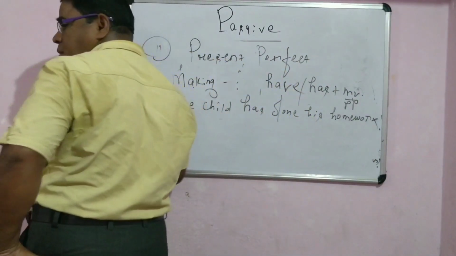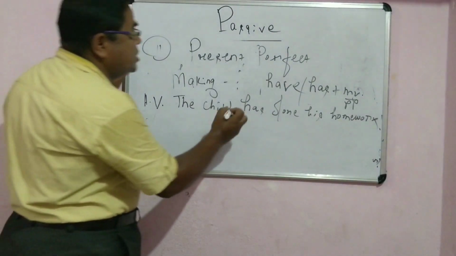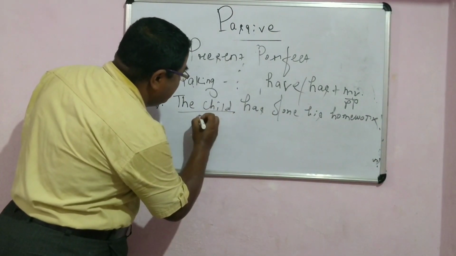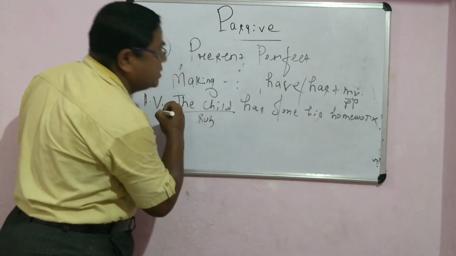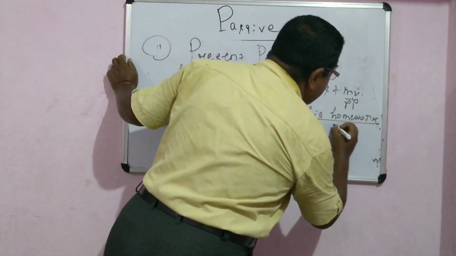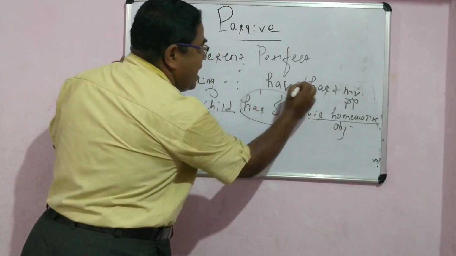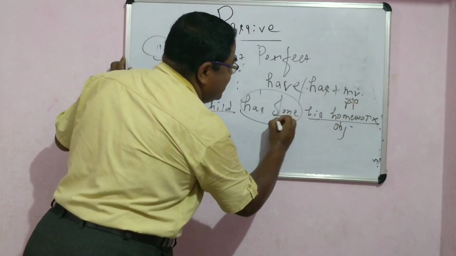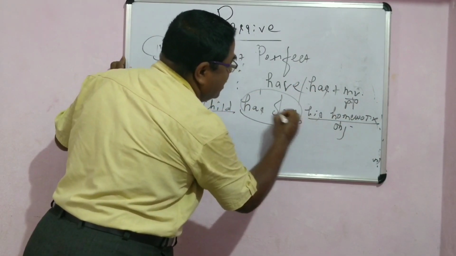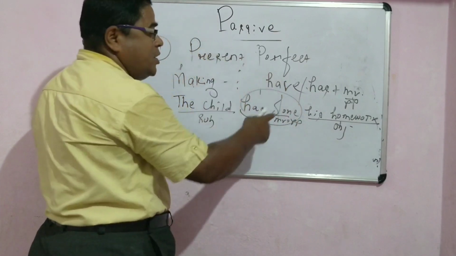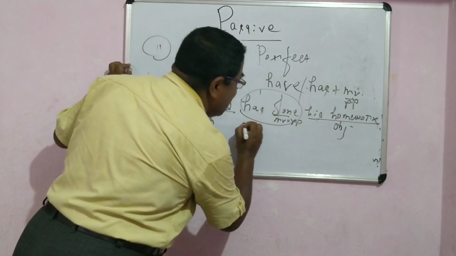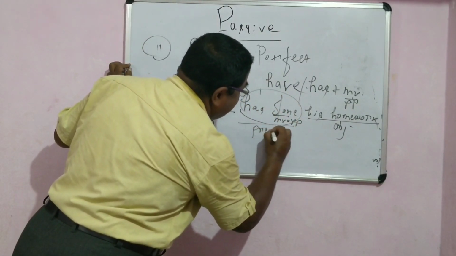The child has done his homework. Who has done it? The child. So the child is the subject. What has the child done? His homework. His homework is the object. Has done: has plus PP. So done is the main verb, equal to PP. Do, did, done. Done is the third form. So this total, has done, is the present perfect.